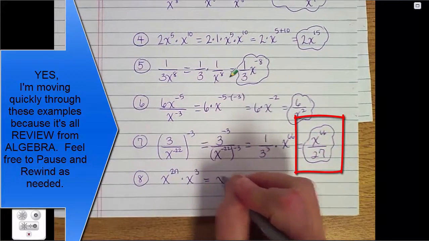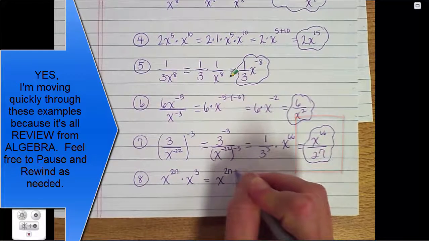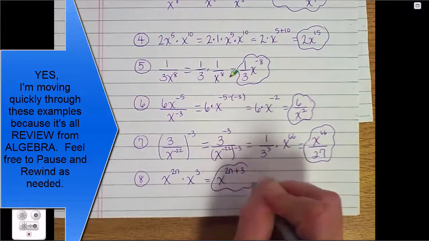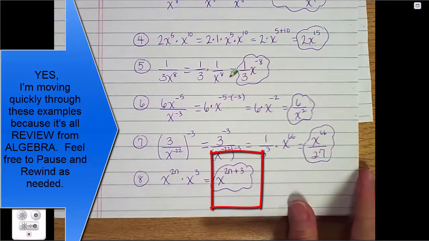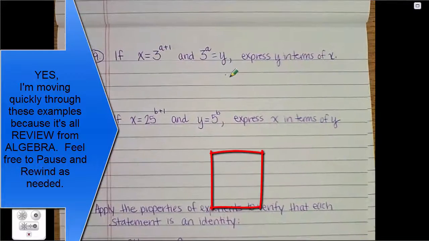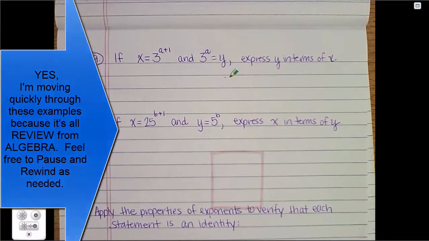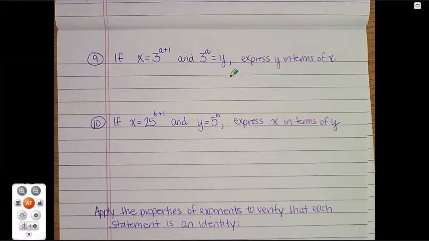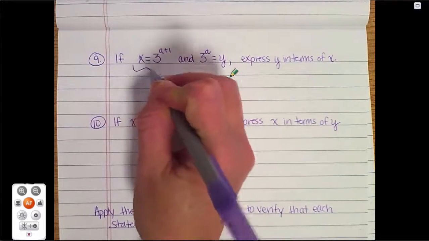And for our last one, we have x to the 2n times x to the 3rd. Here, all you can do is show the addition of those exponents, x to the 2n plus 3. Okay, so you also need to be able to work your rules backwards, and you'll have problems like 9 and 10 very often. This tends to be harder because we're often not expected to do this.